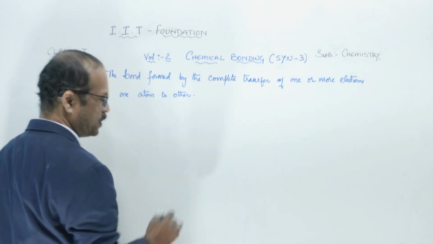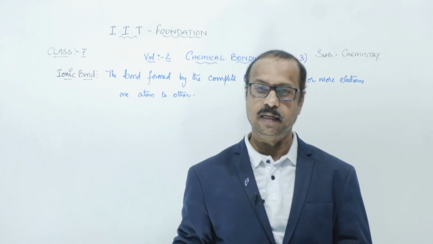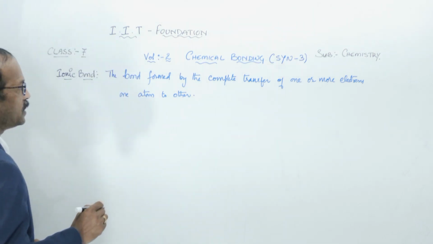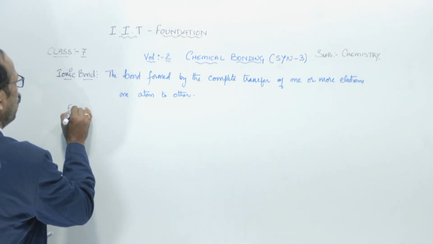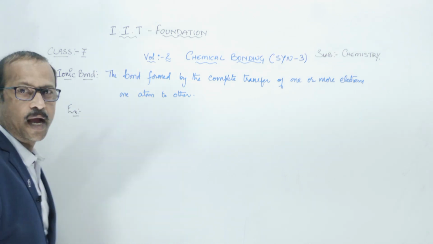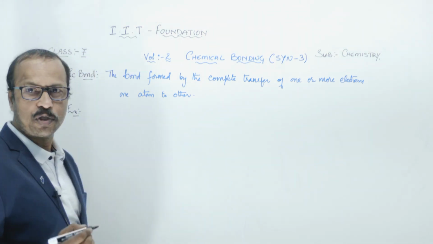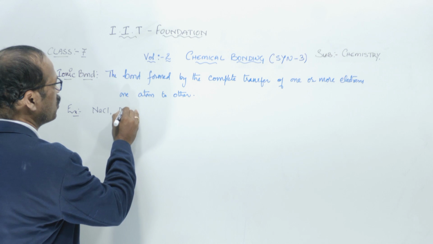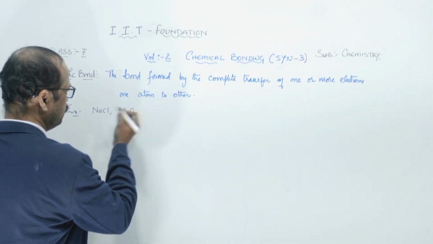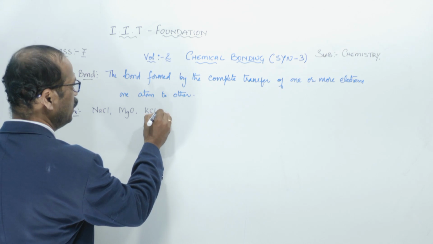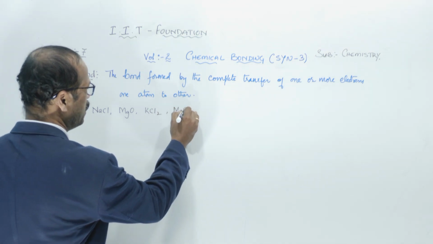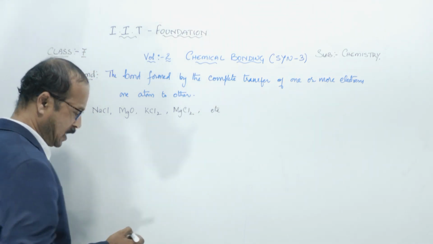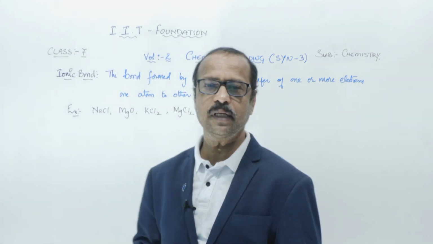Why am I writing the definition? Because I am going to explain some examples, and to understand them this definition will be useful to us. So now students, let us see examples. What examples can we give for the ionic bond? So many examples we can give, students, like sodium chloride NaCl, magnesium oxide MgO, and you can write potassium chloride, magnesium chloride, and so on. Like this, so many examples we can give for the ionic bond.